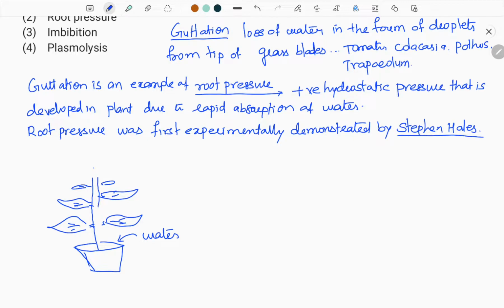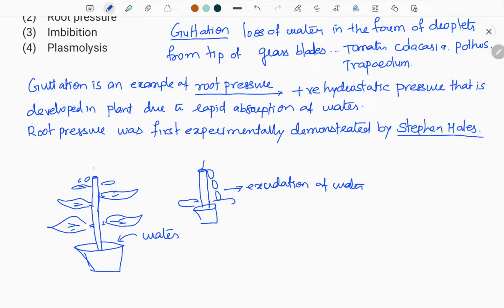When we cut the tip of the stem with a fine blade here, then water will be oozing down like this. If this is the tip of the stem, from here water will be oozing down. It is called exudation of water. So water will be oozing from the cut end part of the stem.